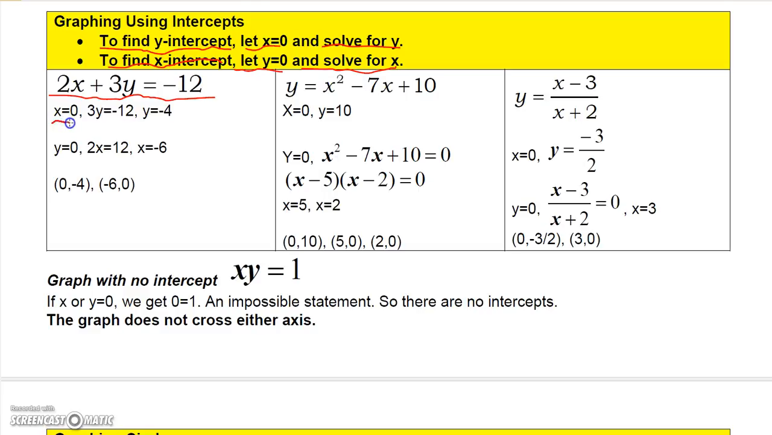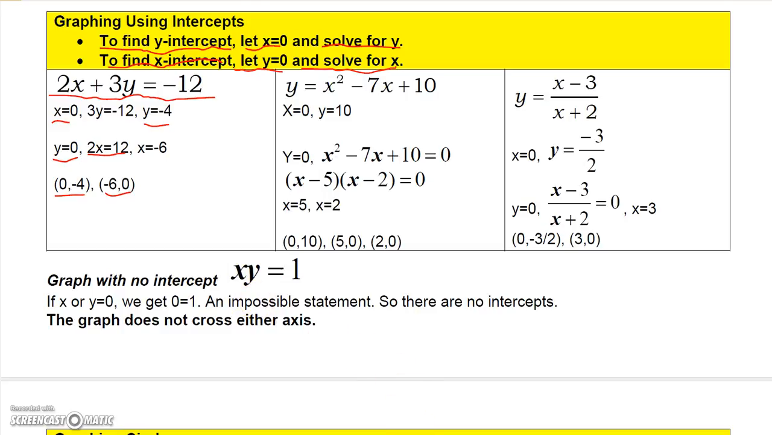I'm going to let x be 0, and when I do that, the 2x disappears and I get 3y equals negative 12. Then I'm going to divide by 3 and I get y equals negative 4. So the y-intercept is (0, negative 4). And then to get the x-intercept, I'm going to let y be 0. And if y is 0, that's just going to give me 2x equals negative 12. And then when I divide by 2, I get x equals negative 6, so the point (negative 6, 0).